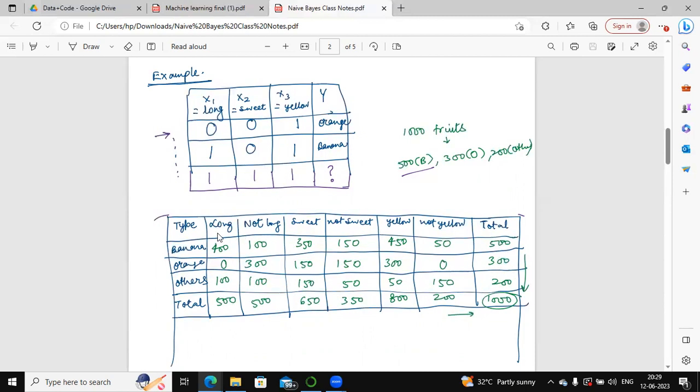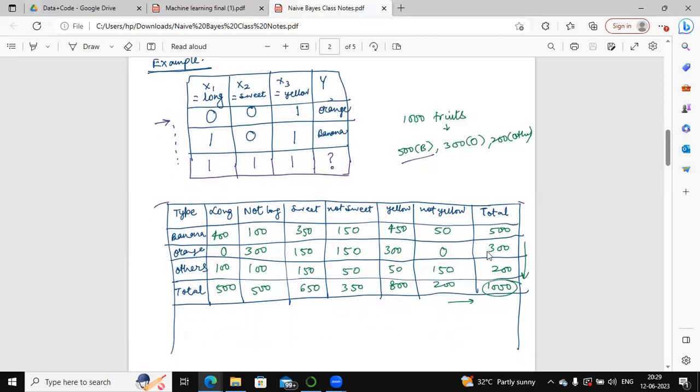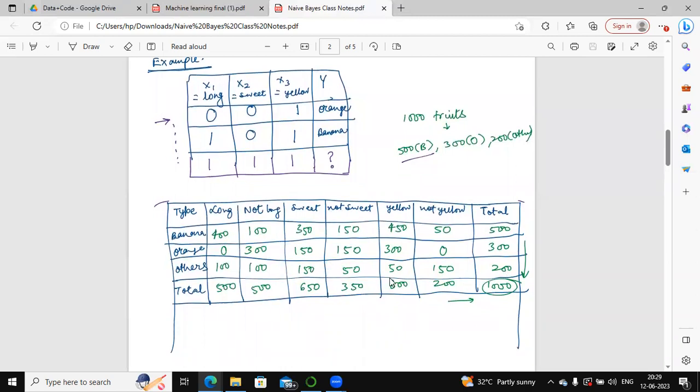Now similarly for long: how many other fruits are long? 100. Out of the total 200 remaining fruits, we have 100 not long. And how many are sweet? We have 150. Total is 200, so 200 minus 150, 50 are not sweet. Similarly, yellow is 50 and not yellow is 150. So we have a total of 200 other fruits.